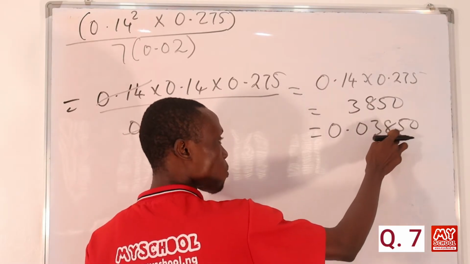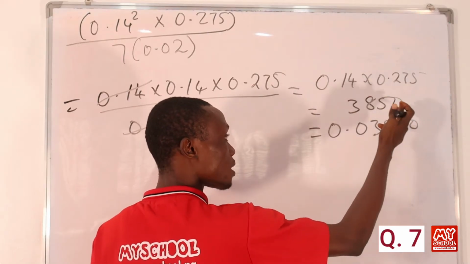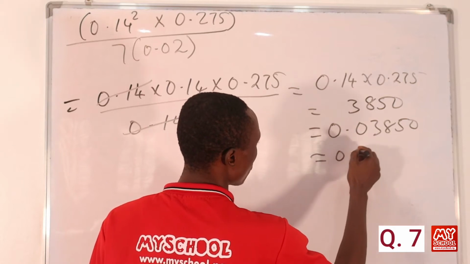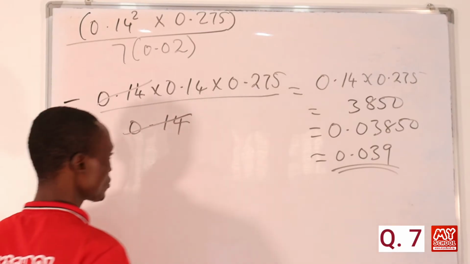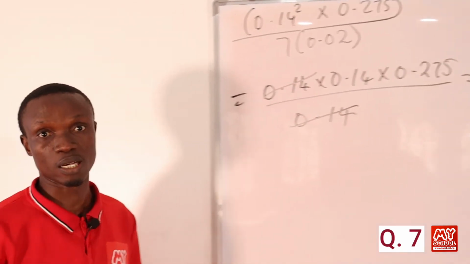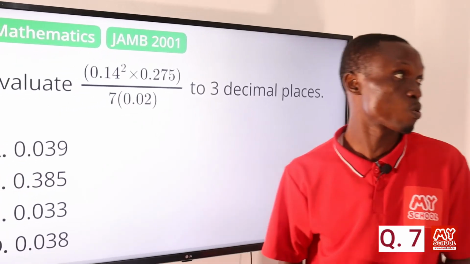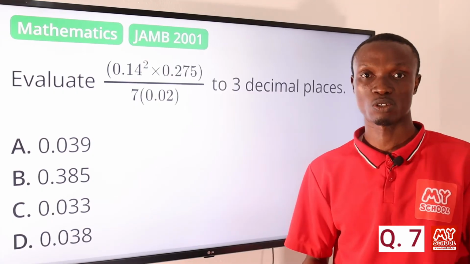But you must check the number next to it. So the number next to it is up to 5. Round it up to 1 and add it to the previous number. So if we do that, we'll be having 0.039. So let's return back to the screen to pick the correct answer to this question. So from our calculation, we got 0.039. So that makes option A the correct answer to this question.